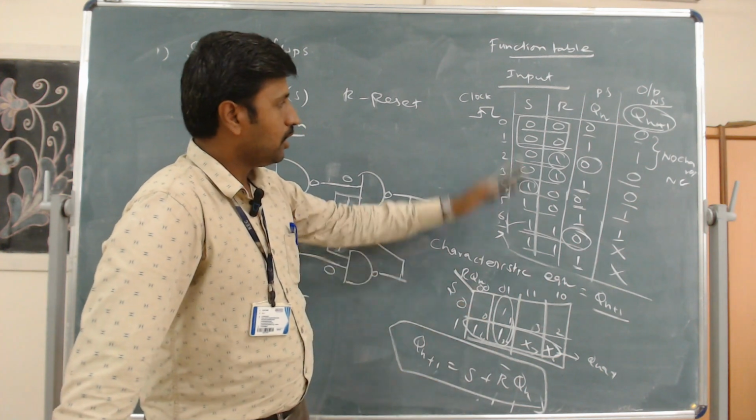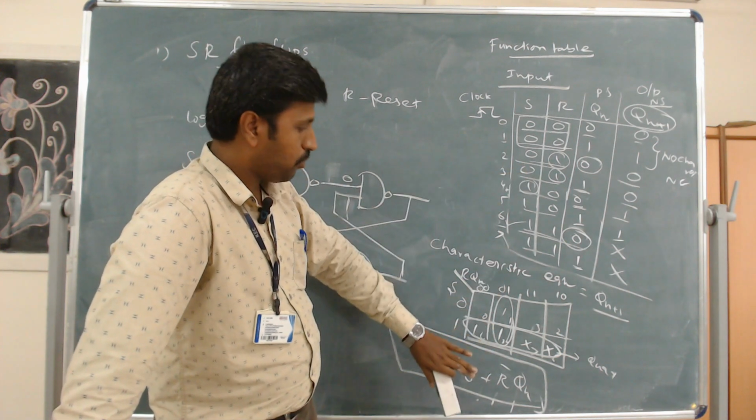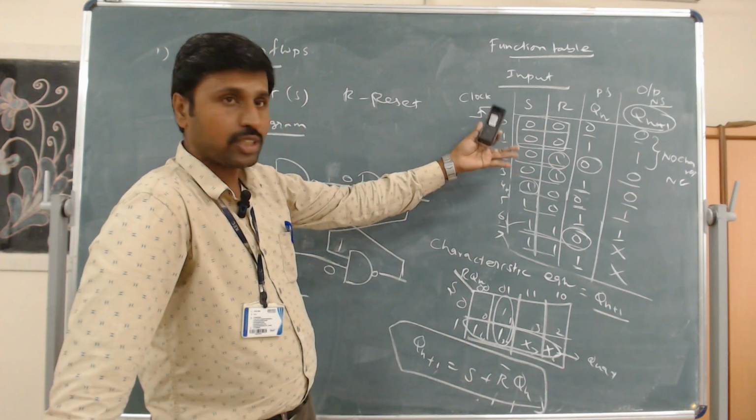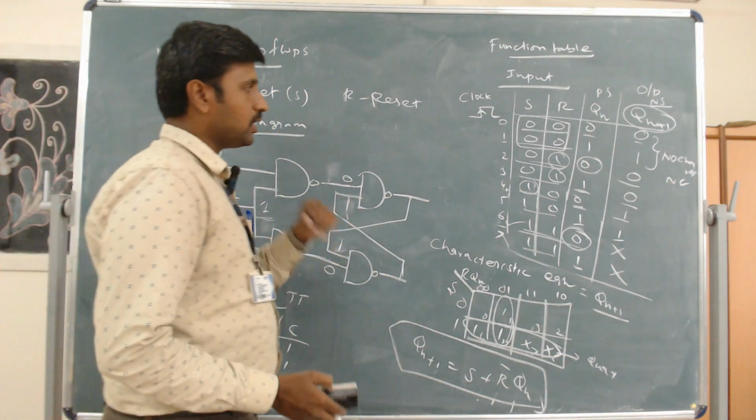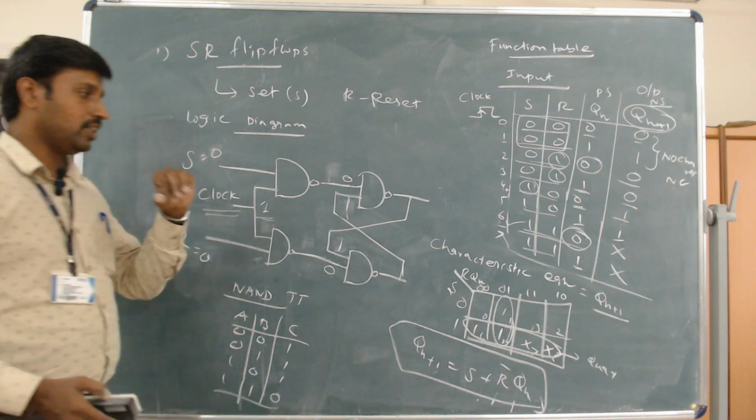This is what we can relate. Either we may derive from the characteristic equation to the function table or from the function table to the characteristic equation. Okay. So this is a characteristic equation. Next we go for an excitation table, right?